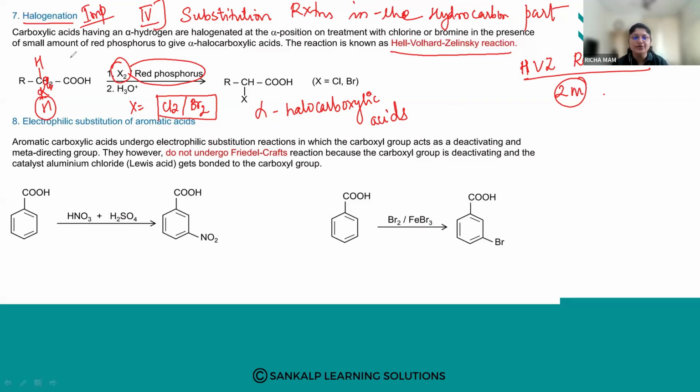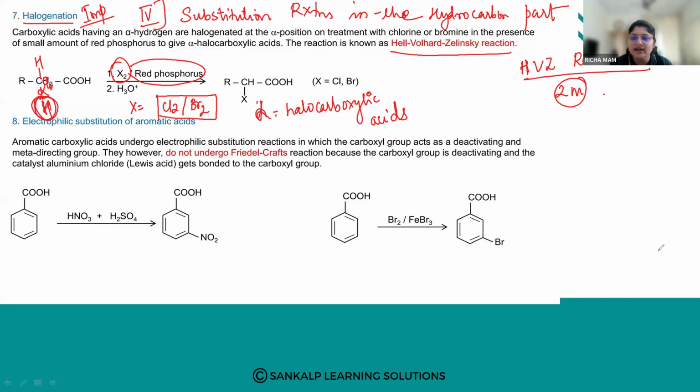So what are we going to do? We treat the carboxylic acid with X2, that is a halogen, in the presence of red phosphorus. What will happen? One of the hydrogen atoms will be replaced by your halogen atom, forming an alpha halo carboxylic acid. This name reaction is called the Hell-Volhard-Zelinsky reaction.